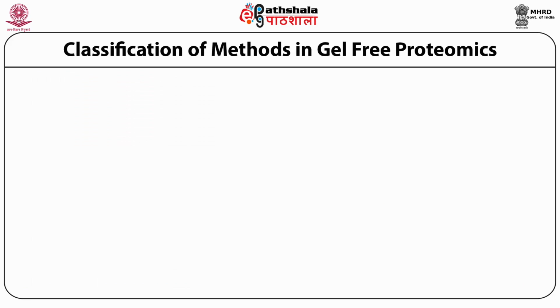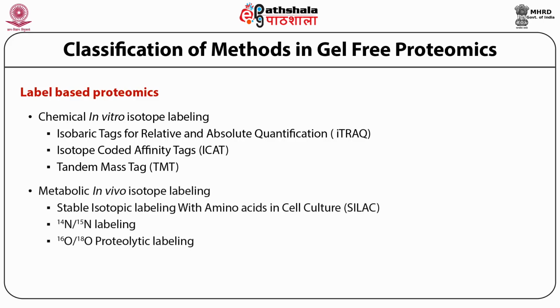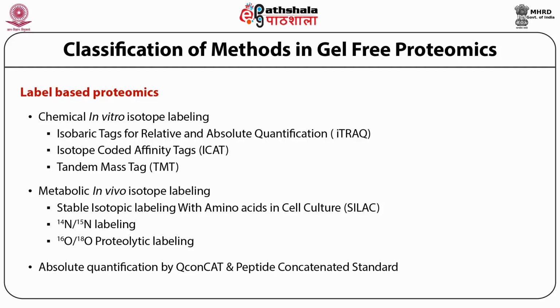Classification of methods in gel-free proteomics. First, we have the label-based proteomics. Under this, we have chemical in vitro isotope labeling, which comprises of iTRAQ, isobaric tags for relative and absolute quantification, ICAT, isotope coded affinity tags, and TMT, Tandem Mass Tag. Then we have metabolic in vivo isotope labeling, which comprises of SILAC, that is stable isotope labeling with amino acids in cell culture, the N14/N15 labeling, and oxygen 16/18 proteolytic labeling. We also have absolute quantification by QconCAT and Peptide Concatenated standards.